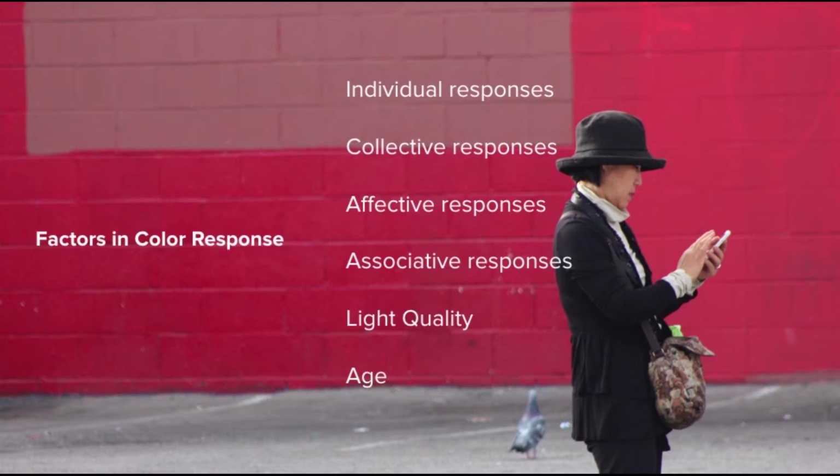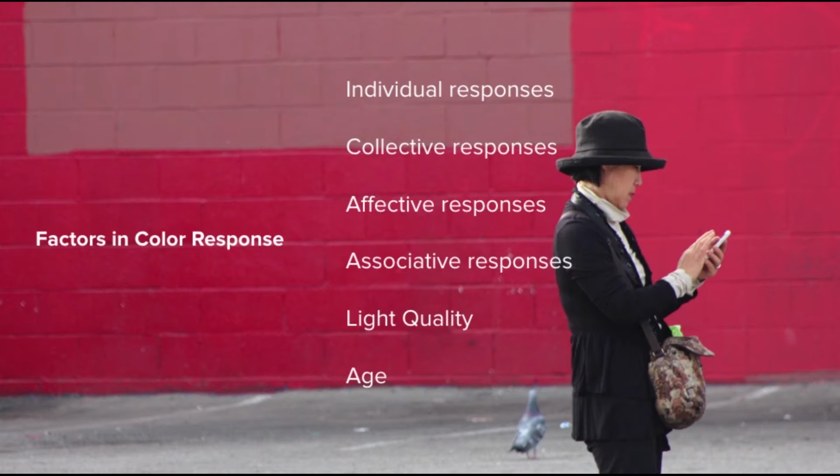There are affective responses, which are psychologically or biologically based, how we are affected by color. And associative responses are those things which are learned. They are individual, but they're also group related. We also respond on the basis of light quality. Colors can look really good under certain lighting conditions and really bad under other lighting conditions. So our response is based very much on the quality of light under which we're seeing the color.